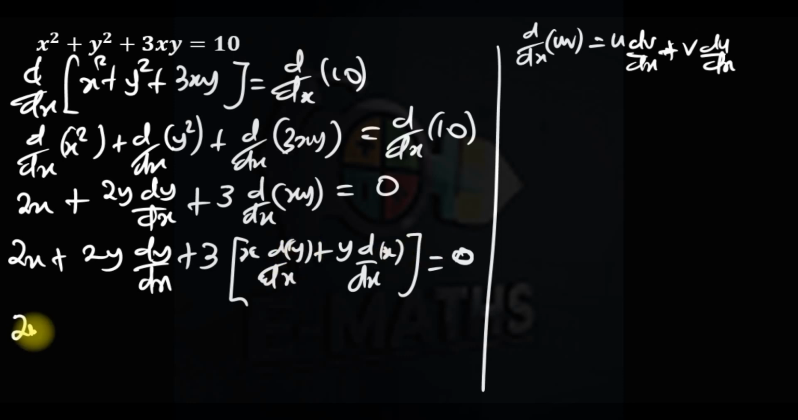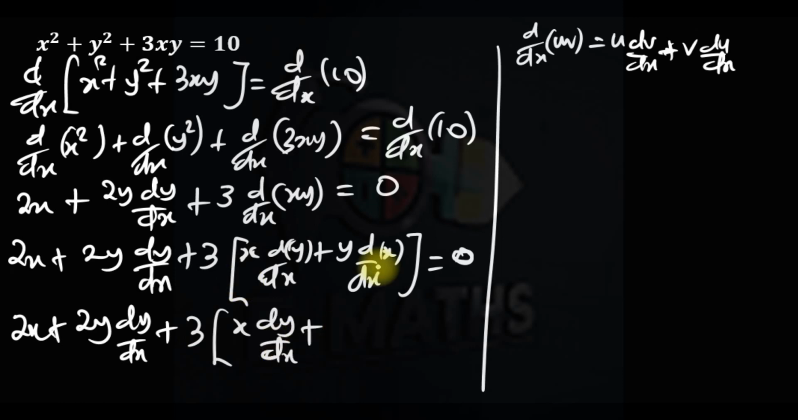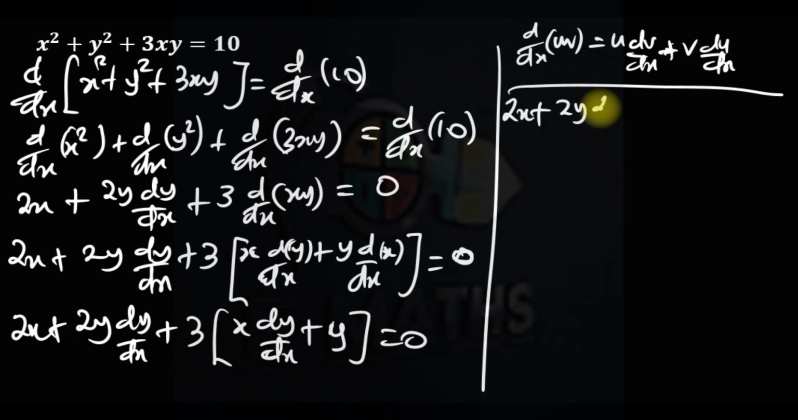So let's continue. We have 2x plus 2y dy/dx plus 3, we'll multiply x dy/dx plus dx over dx is 1, so plus y, equal to 0. So let's open up and make dy/dx the subject of the formula. We have 2x plus 2y dy/dx plus, we'll open up, we have 3x dy/dx plus 3y equal to 0.